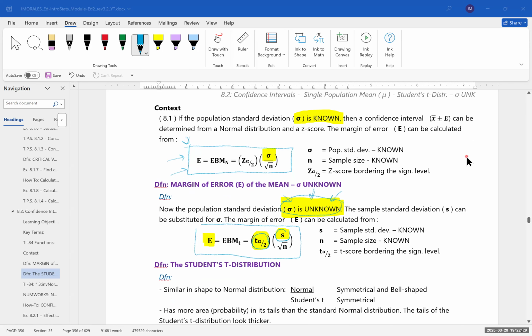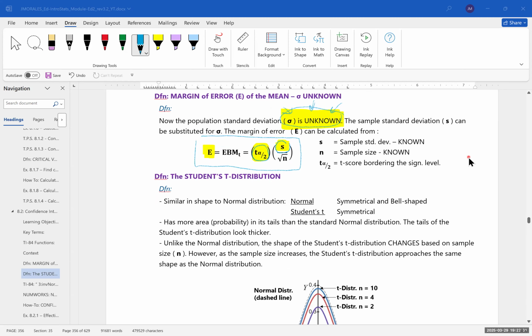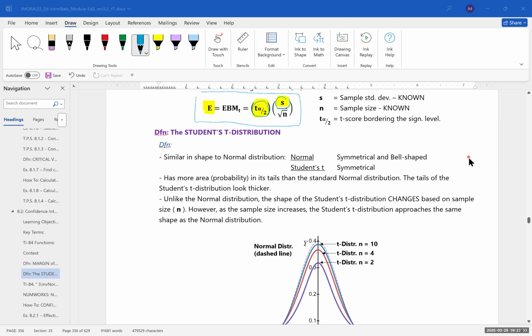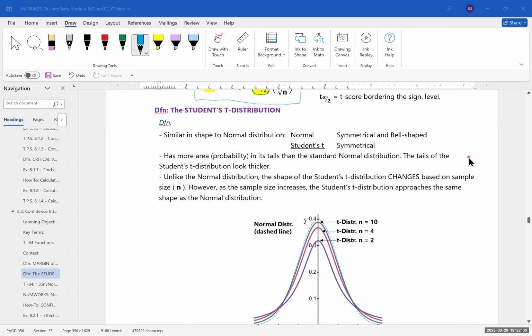Okay, so what is the student's T distribution? The student's T distribution is similar in shape to the normal distribution. The normal distribution is both symmetrical and bell-shaped, but the student's T distribution is just symmetrical. The reason why it's not bell-shaped is that it can change shape based off of the sample size.